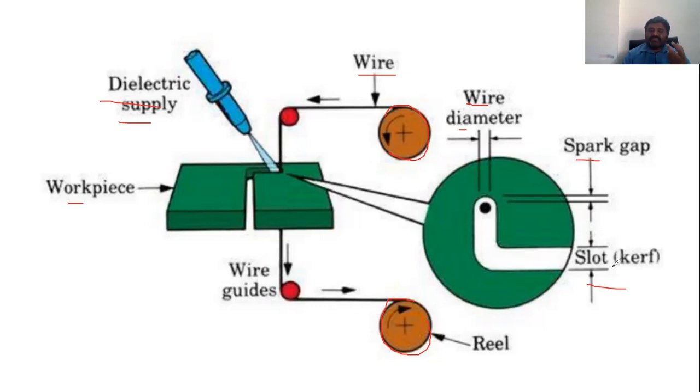Here, electric means a spark is generated from this wire, which is thermally conductive. It may be brass, copper, or tungsten. So the spark and the heat, the electrothermal action, take place here. If I am using a dielectric supply, what is the meaning of deionizing? It means no ionizing can take place, no ion is broken.